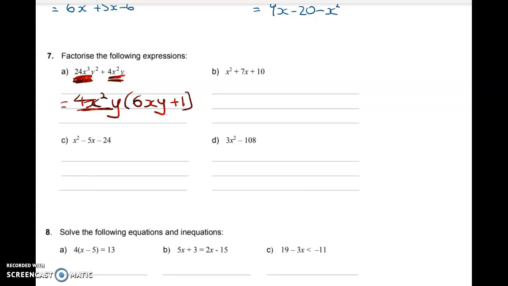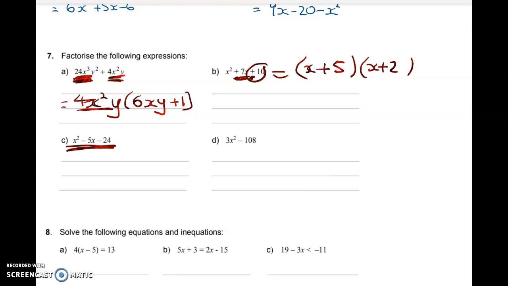Let's have a look. This is a quadratic, and this is my easiest quadratic pattern. I can see that I'm going to have x times x, and I've got a plus here and a plus here. So the sign pattern that's going to work is one with a plus plus, two numbers that multiply to 10 and add to 7. So it's going to be 5 and 2. Right, so that's the end of that one.